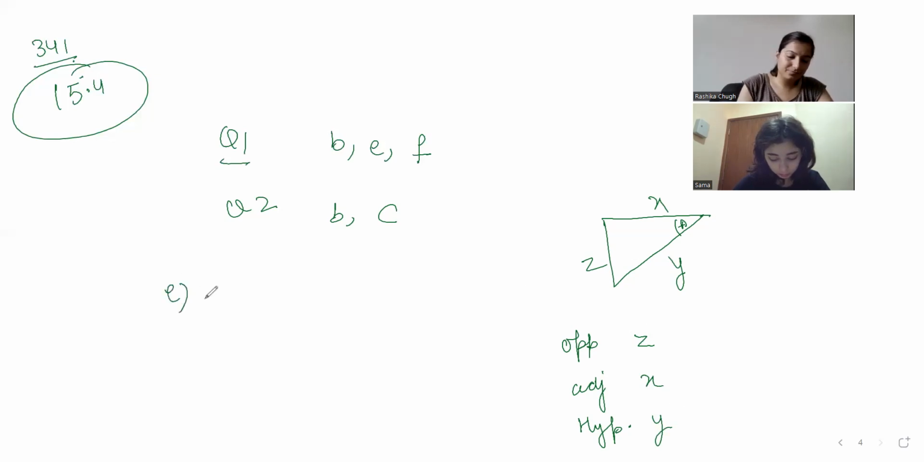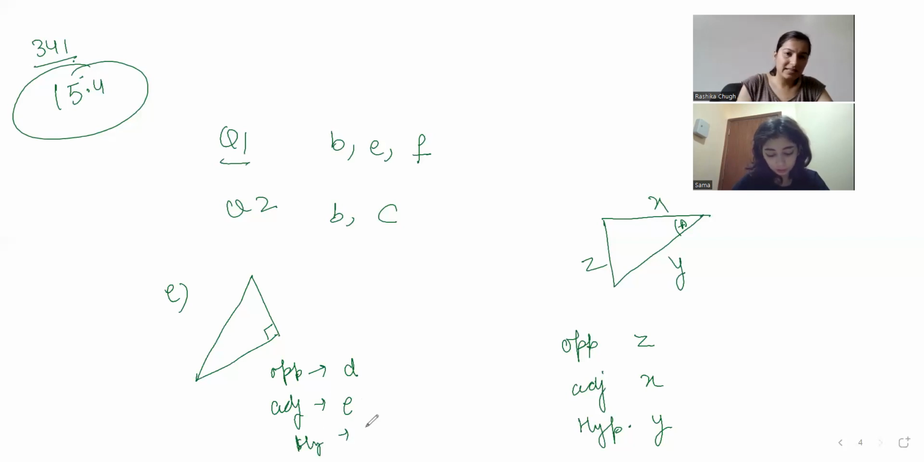Okay, for E part. D would be the opposite. Which one would be opposite? D. Yes. And adjacent would be E. And the hypotenuse would be C. Yes, F part. F would be opposite, G would be adjacent, and E would be the hypotenuse. What will be the hypotenuse? E. Yes, correct. Okay. Now question 2, B part.